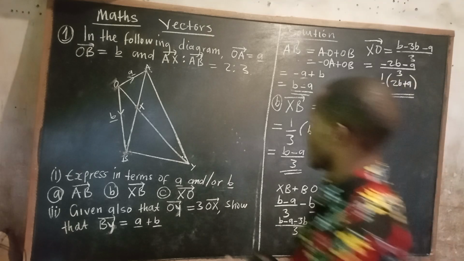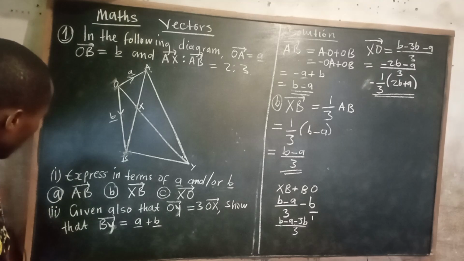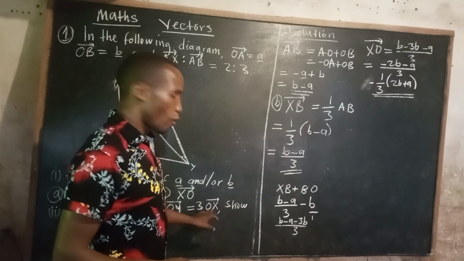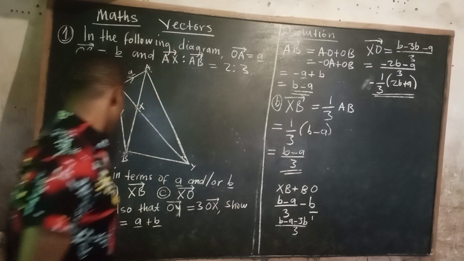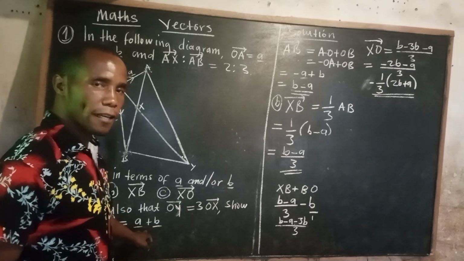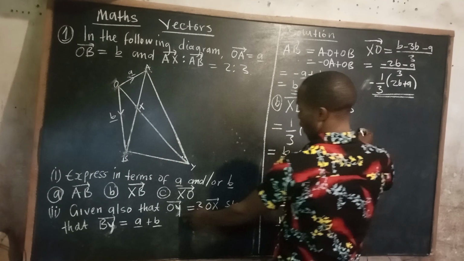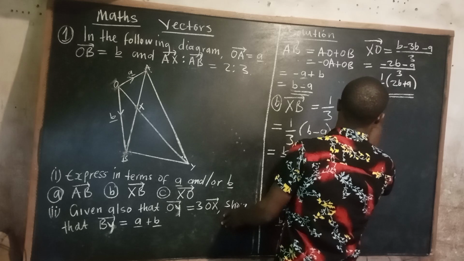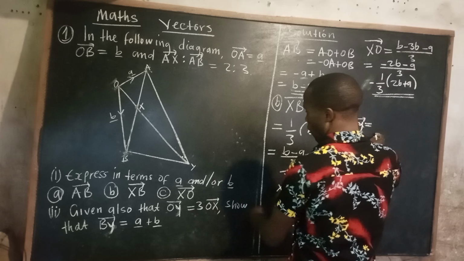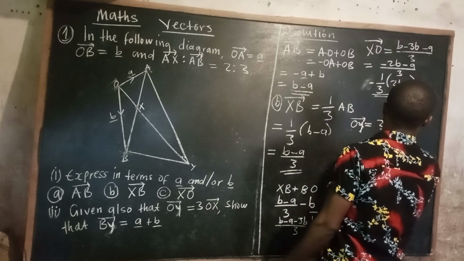Then from there, we come to the last part of our question, which is question bullet 2, Roman numeral 2. Given also that OY is equal to 3OX, show that vector BY is equal to A plus B. Okay, so we are going to start with OY. Vector OY, capital letter Y, is equal to 3OX.